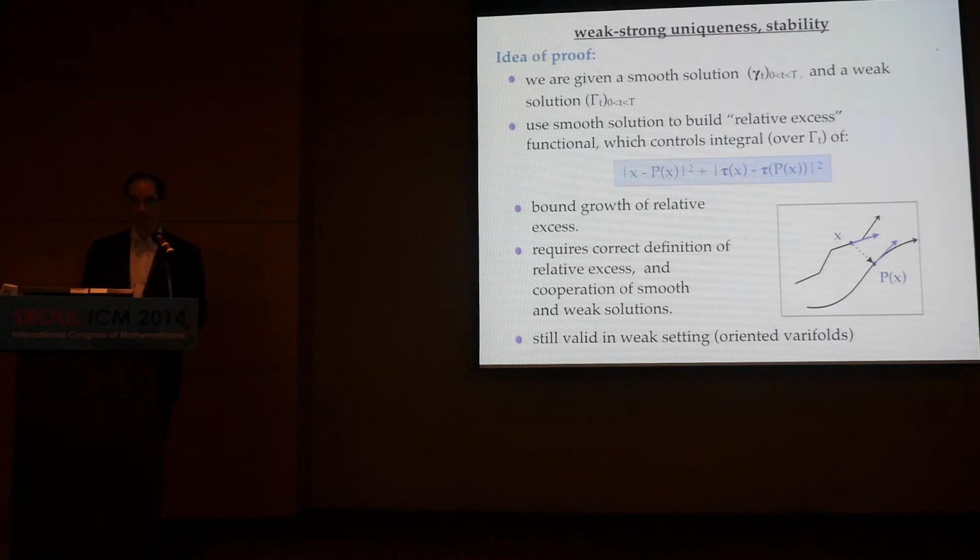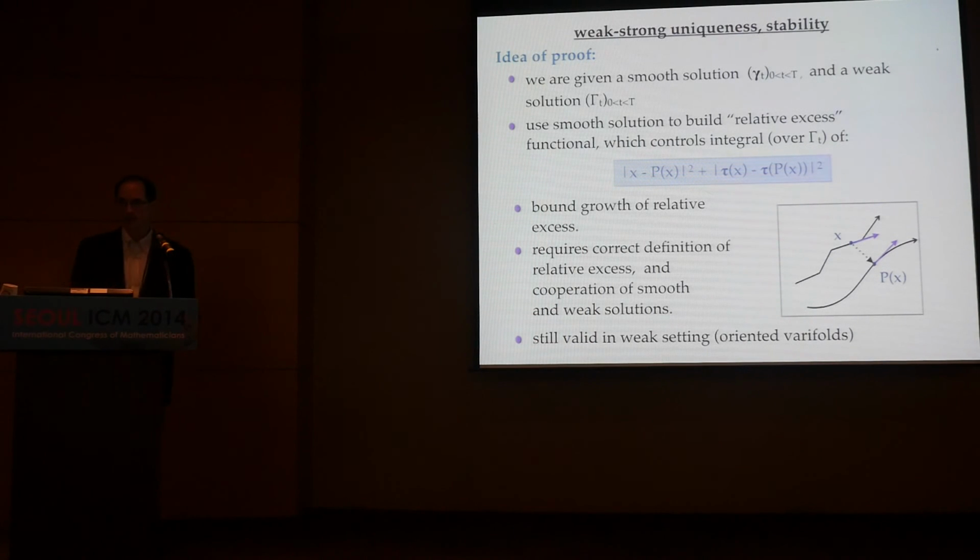Okay, so this is, if you like, a kind of H1 norm of the rough curve with respect to the smooth curve. And the hope is that one should be able to bound the growth of the relative excess. What we're able to do is to just differentiate and control the growth, and we can do this because the definition of the relative excess is rather delicate. And then there's just a computation that involves substantial cooperation between the weak solution and the smooth solution. And I know that this computation is still valid in the weak setting.